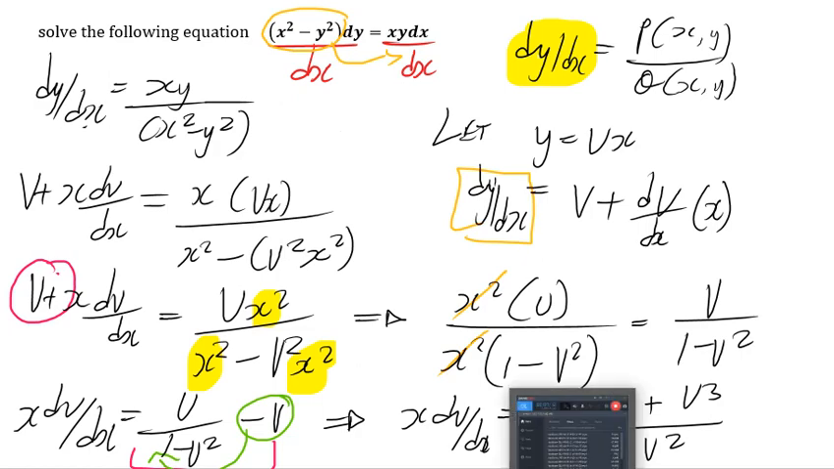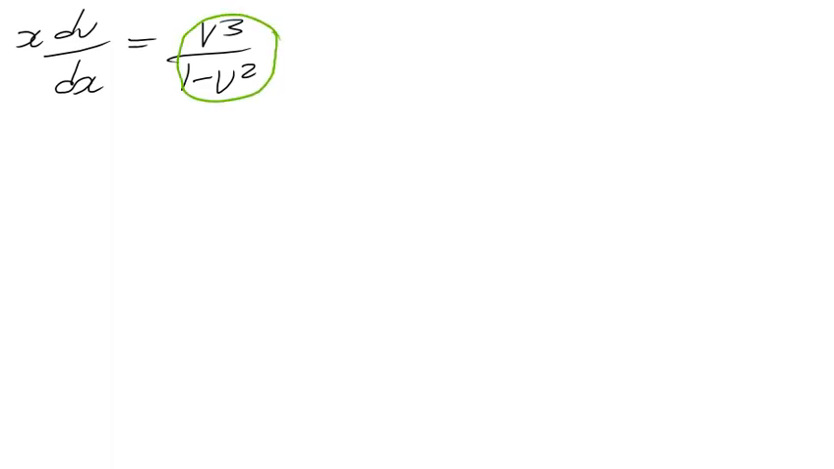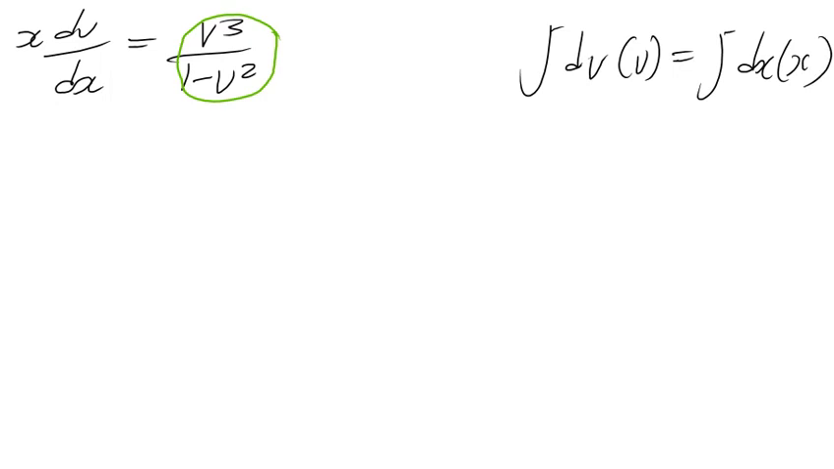Okay, then obviously this and this you're going to cancel, so you're going to be left with x dv over dx equals v cubed divided by 1 minus v squared. Okay, so now you've got the functions of v on that side, meaning you have to make something like this: dv and the functions of v equals the integration of dx and the function of x. You have to make it like that.